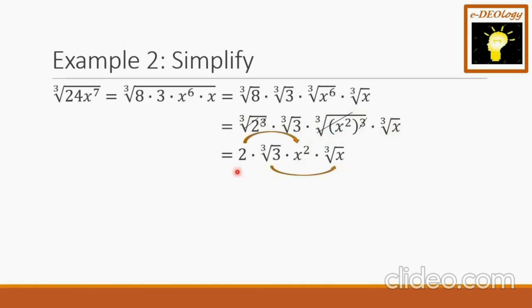And then we're going to multiply all terms without radicals and all radicals together. So we have this 2 multiplied to x squared, we have 2x squared, the cube root of 3 multiplied to the cube root of x, so it will be the cube root of 3x. So this is our final answer.